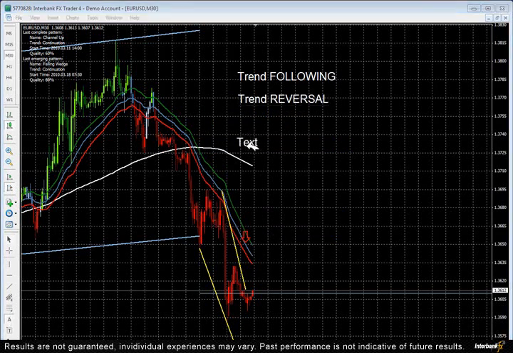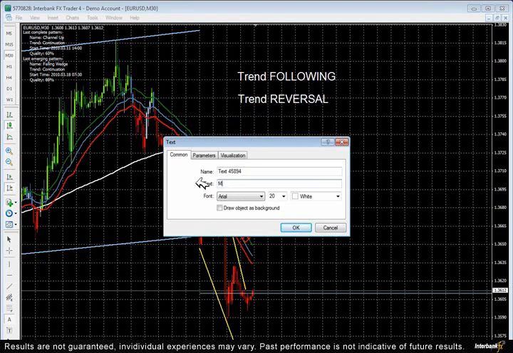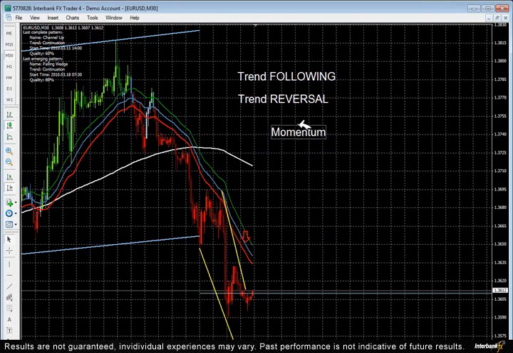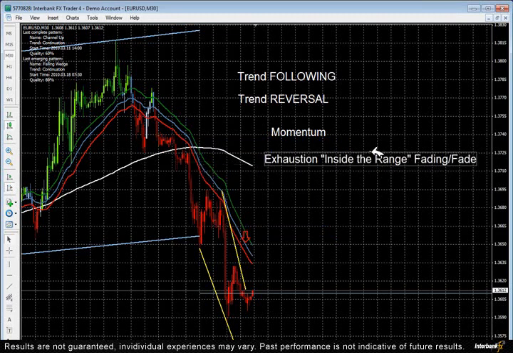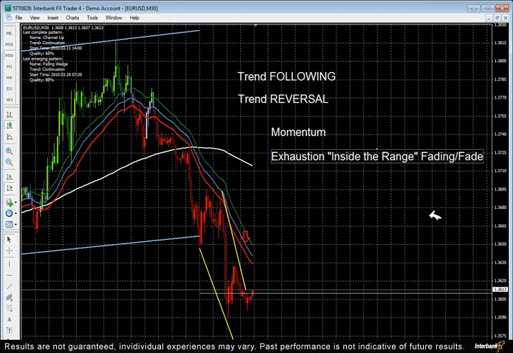Is it a momentum strategy? So now we're getting into a sideways market movement strategy, waiting for the next opinion to reveal itself. So is it a momentum strategy? Or finally, and I'll call it exhaustion, sometimes I'll refer to this as inside the range. I'll even call it sometimes a fading or fade strategy, just so you know all the different terminology that I might call it. So is it an exhaustion, inside the range, fading, or fade strategy?